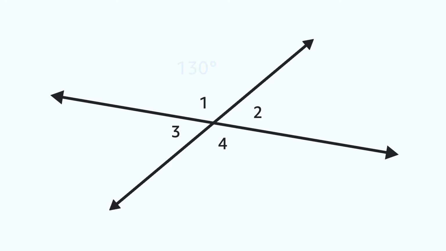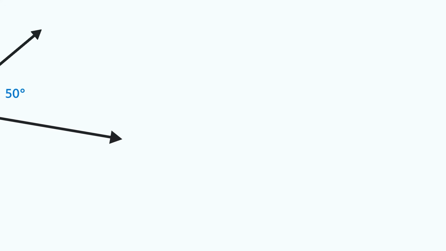So if angle 1 measures 130 degrees, we can figure out angle 2, because those two angles together form a line and are a linear pair and supplementary. So angle 2 must be 50 degrees. The same works for angles 1 and 3. And then we can use what we know about angle 2 to pair it up with angle 4 to find that angle. When it's all said and done, it looks like this.